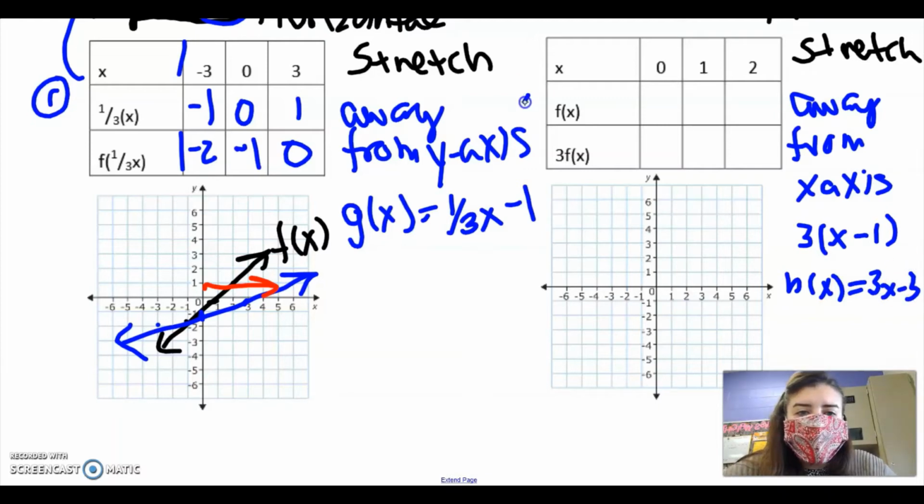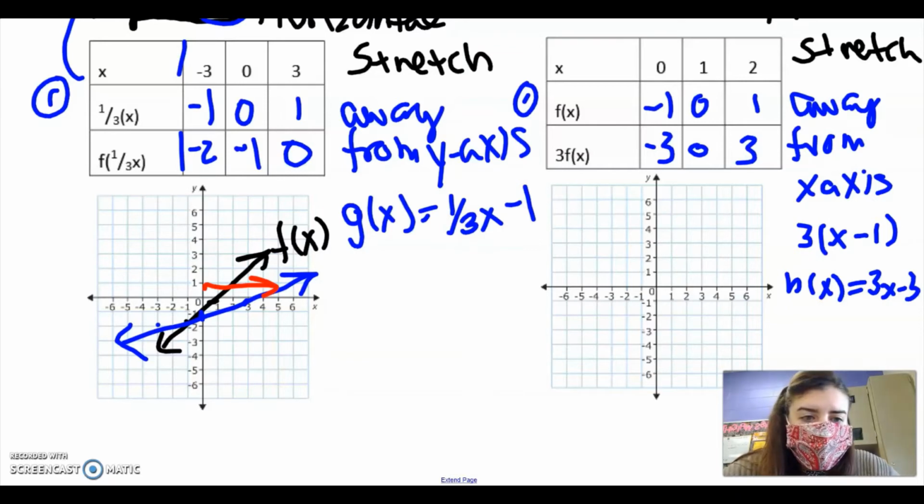Or we can take our first step by plugging it into our function. 0 minus 1 is -1. Then we have 0, and we have 1. And our final step is to multiply this by 3. We get -3, 0, and 3.